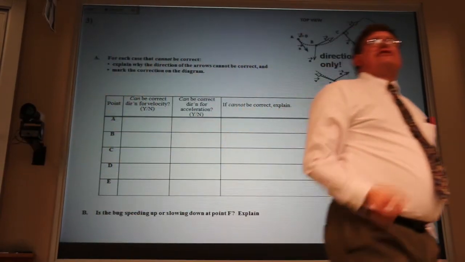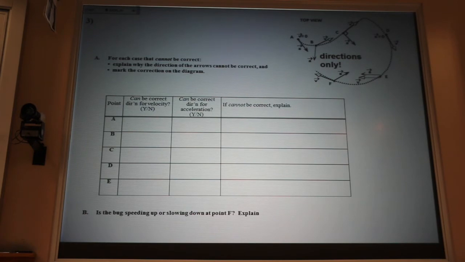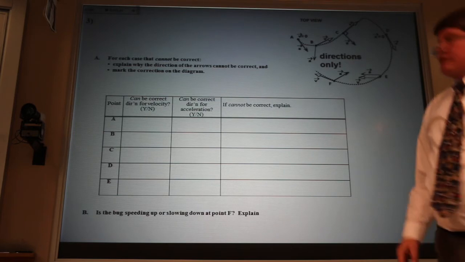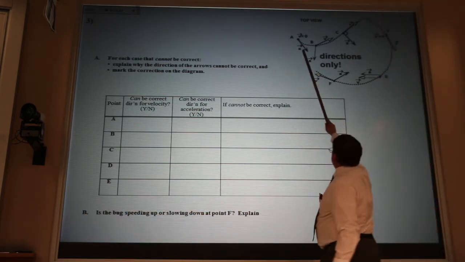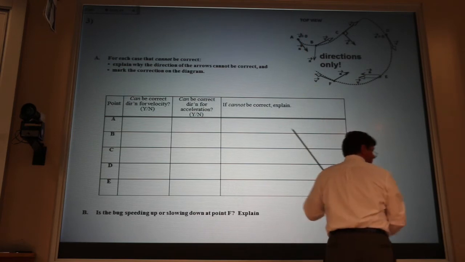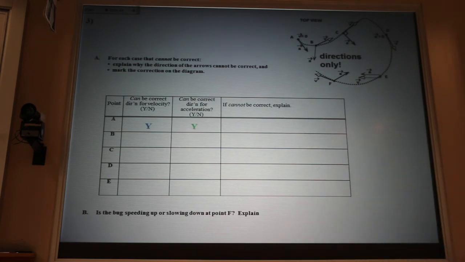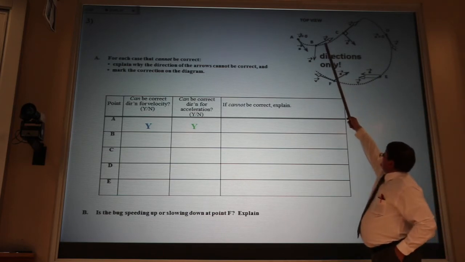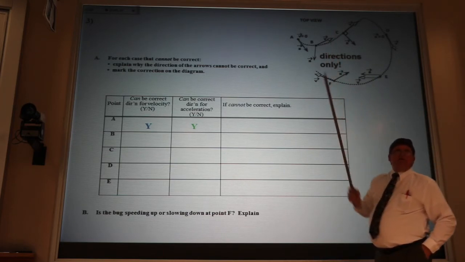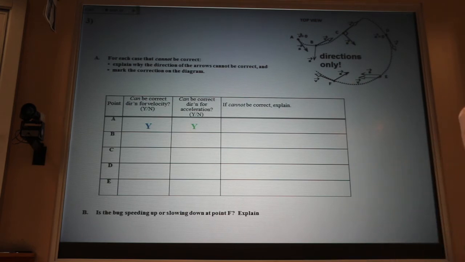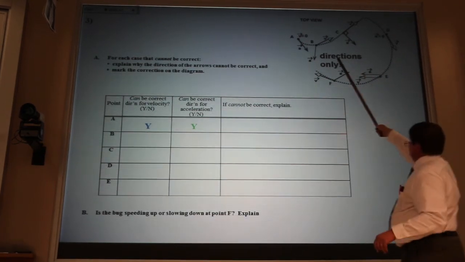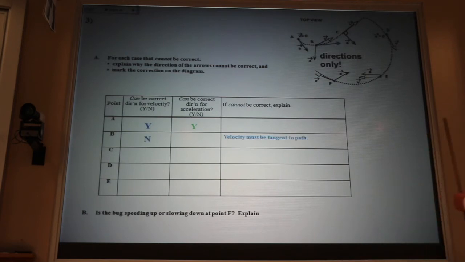And that means that your acceleration vector has to be along the path in the direction of the next velocity. And so that means that this vector at A is correct. It's got to be tangent to the curve. So I get yes for both of those. Now, what about that velocity vector right there? Is that wrong or sick and wrong? Sick and wrong. The velocity vector is always out the front windshield. It's in the direction you're going. If this bug is following that path, I've got to have a velocity vector that's tangent to the path. So that velocity vector is wrong.